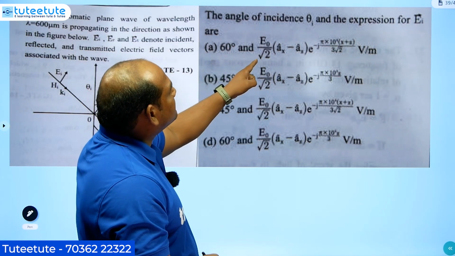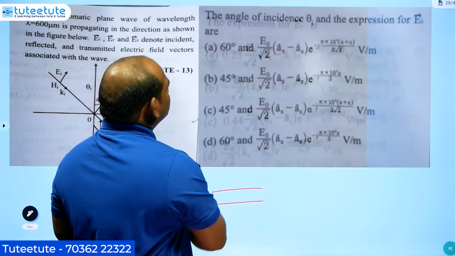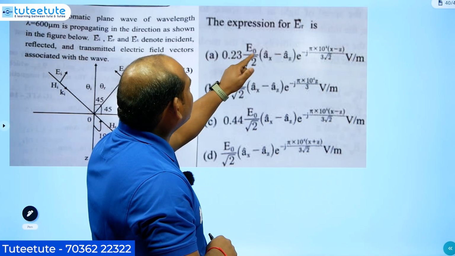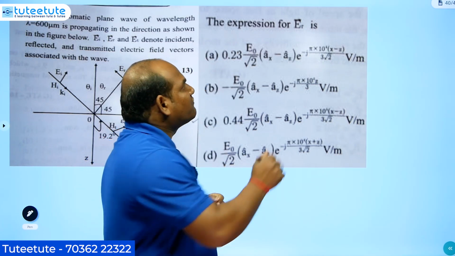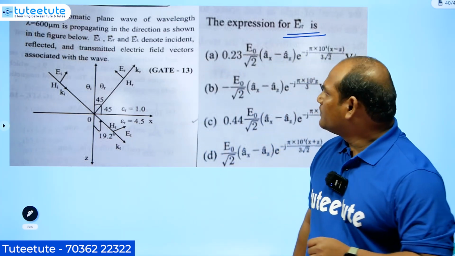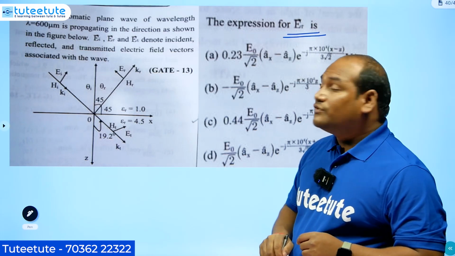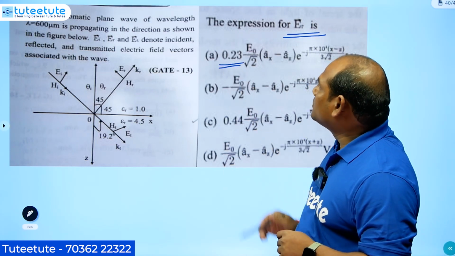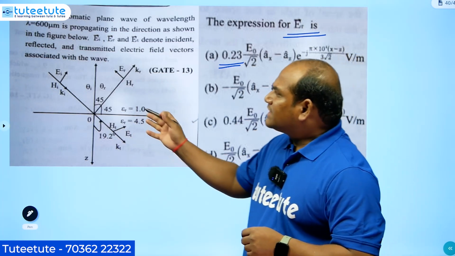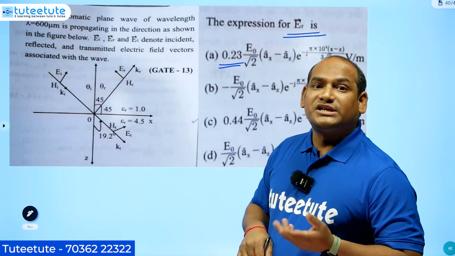Here the angle of incidence is theta I. Here we need to get the expression for ER, that means the reflected electric field. If you see the options, the peak amplitude is different in all the options. That means if you are able to get this peak amplitude, the problem is over. So how to get that? By observing the diagram, I already told that it is a parallel polarization. So get the reflection coefficient value.